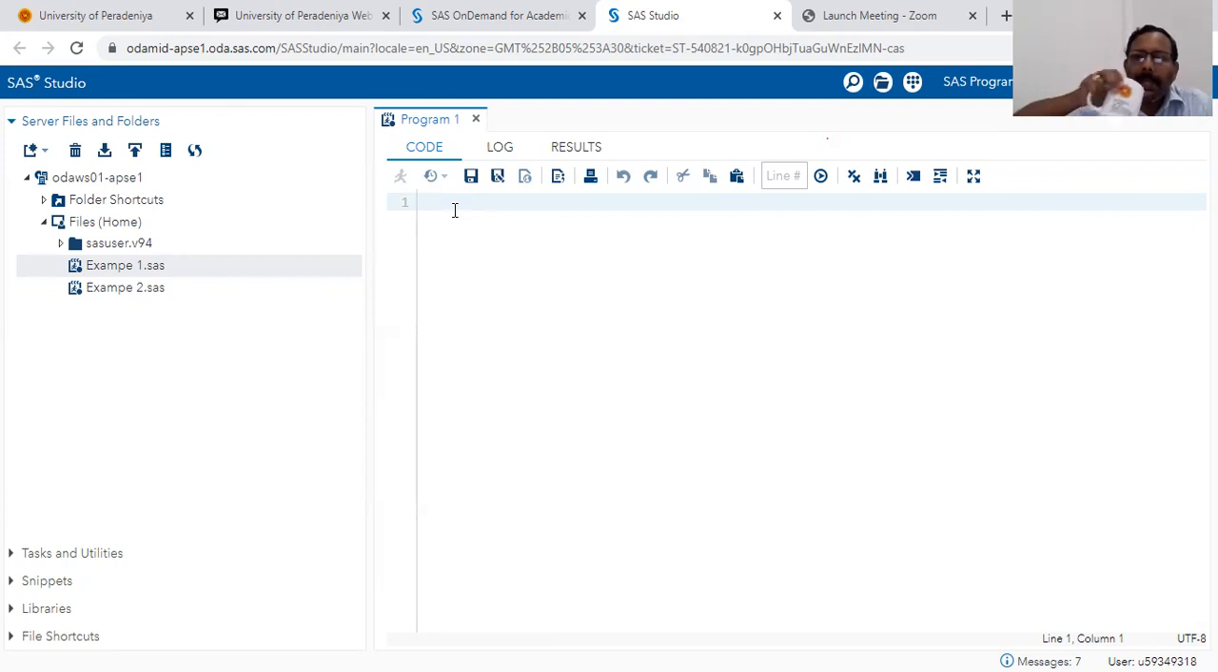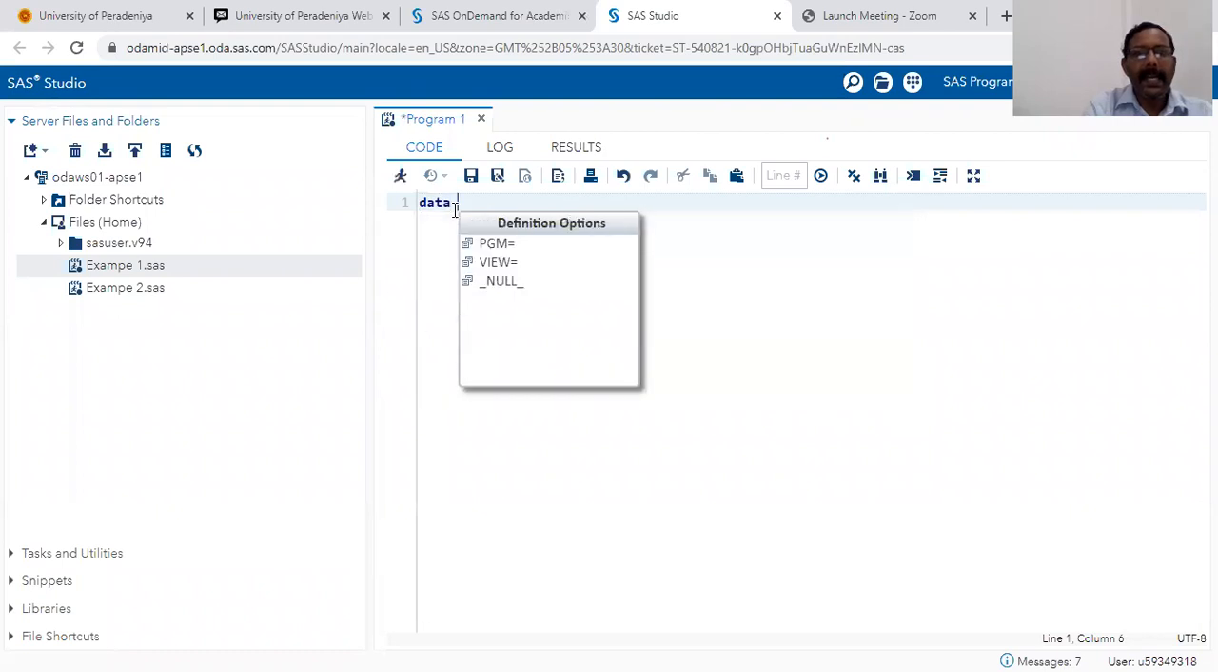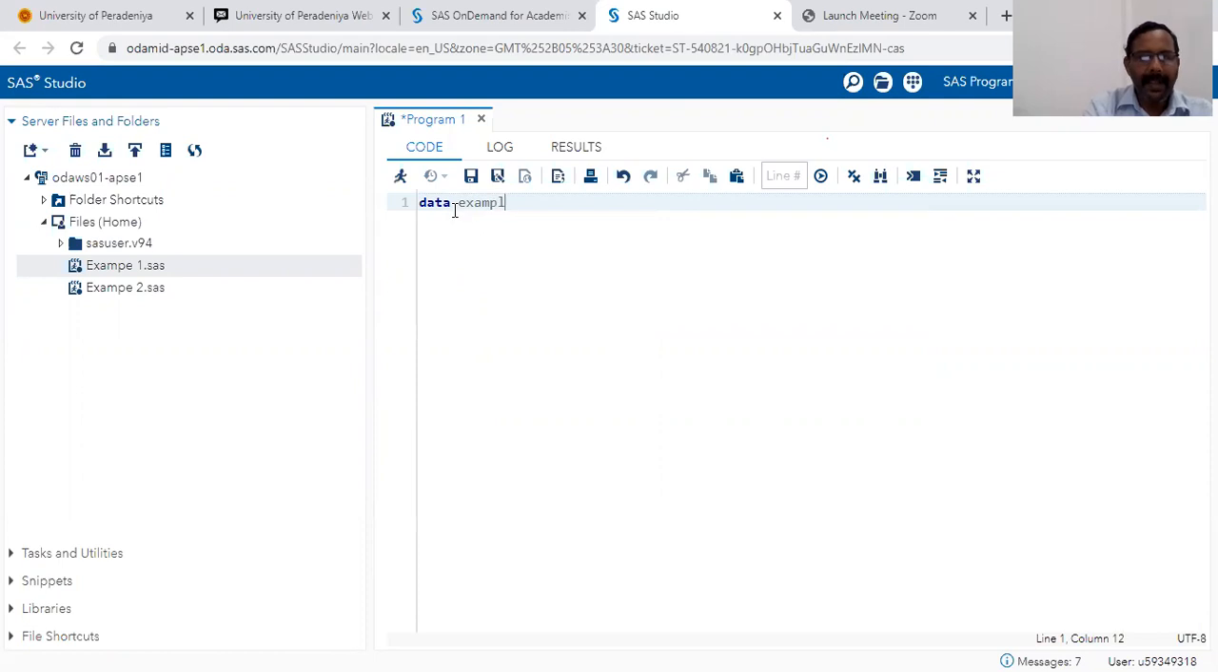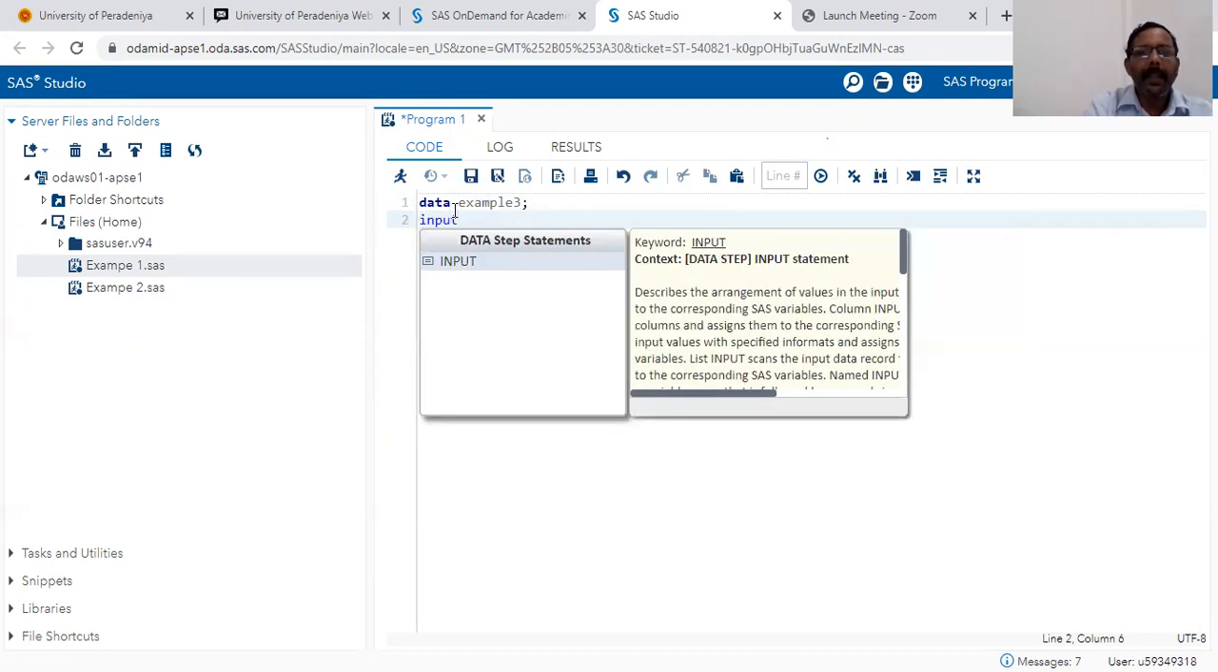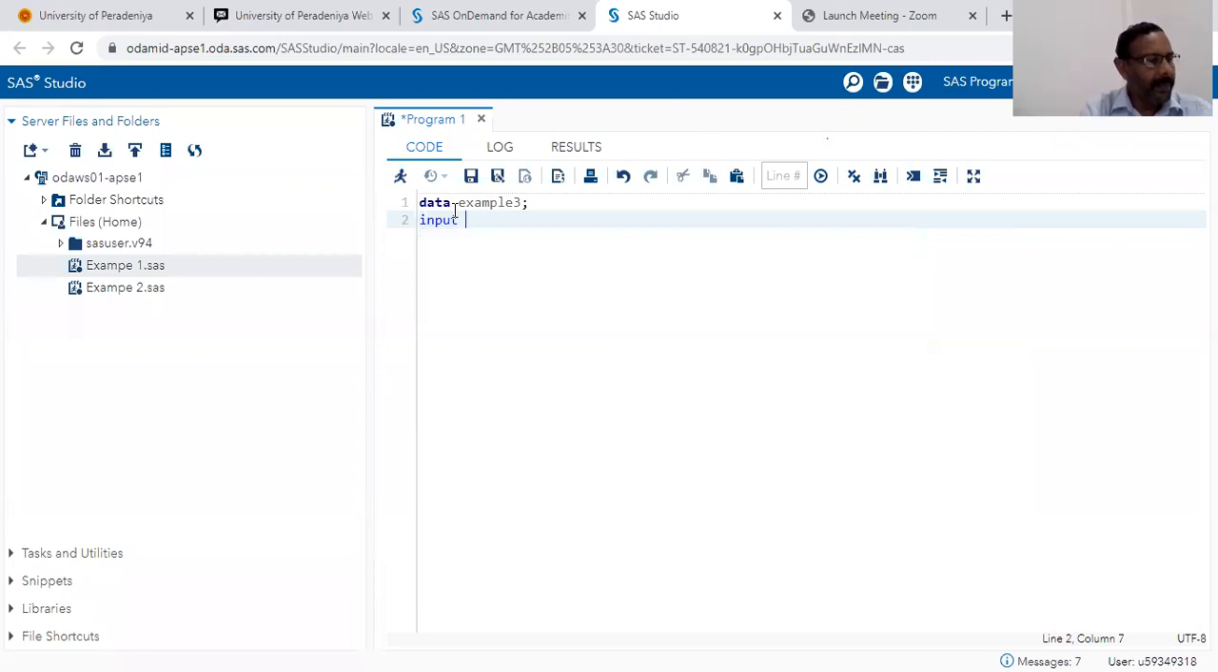Right, we will go to the next one. We have seen dependent samples. Now we go for independent samples. Data, example 3. I will give any name as I like, right? Input. Let's say I have 2 inputs. This is how we'll have to enter the inputs.